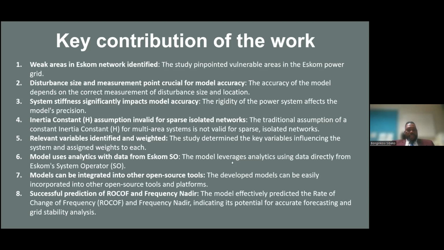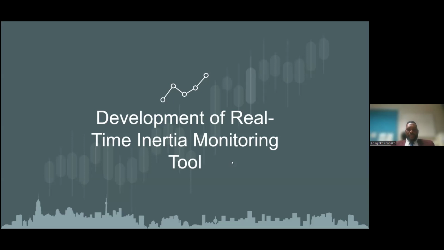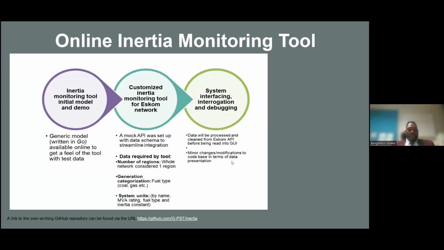The other one: the model uses analytics with data from Eskom. So if you have a lot of data, you can develop something like that using analytics. The model can be integrated into other open source tools, and we successfully predicted the rocof and frequency nadir using the model. So what we're doing currently is developing the real-time inertia. In collaboration with NREL, we had a generic model which is written in Go and available online, feel free to test on your network. Then we customized the inertia monitoring tool for the Eskom network. This is what we're currently doing.